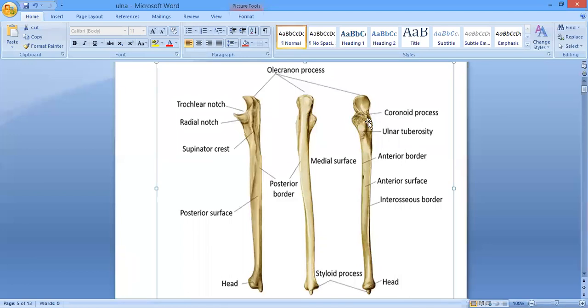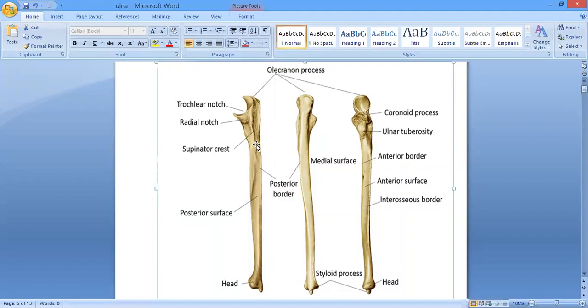Okay, now we'll talk about the shaft. Shaft has got three parts: the upper part, the middle part, and the lower part. The upper part is prismatic, prismoid in shape, triangular, with three borders and three surfaces.